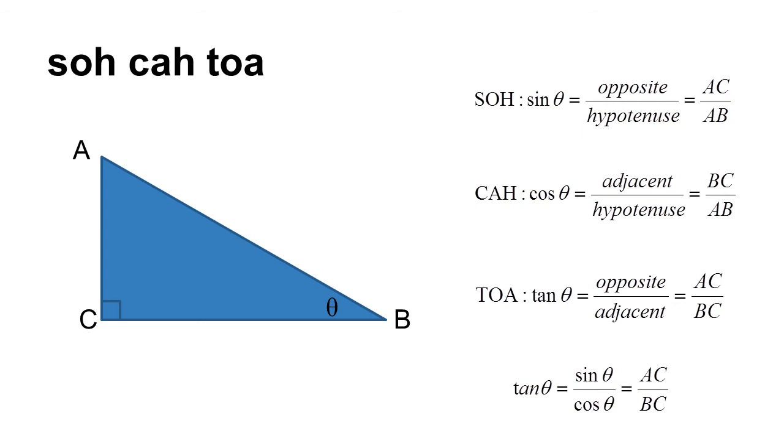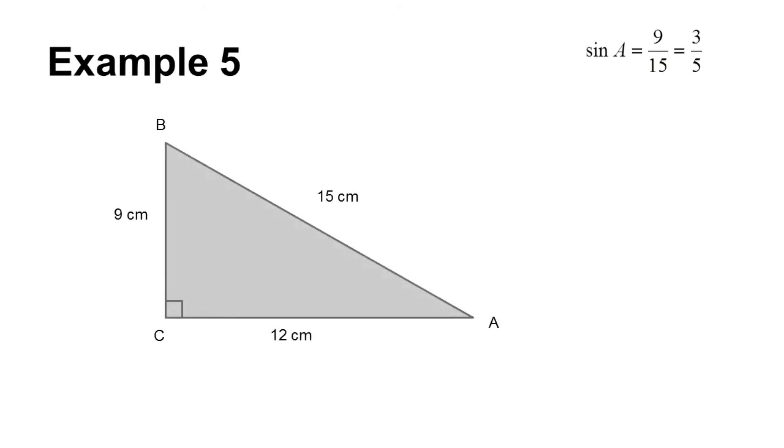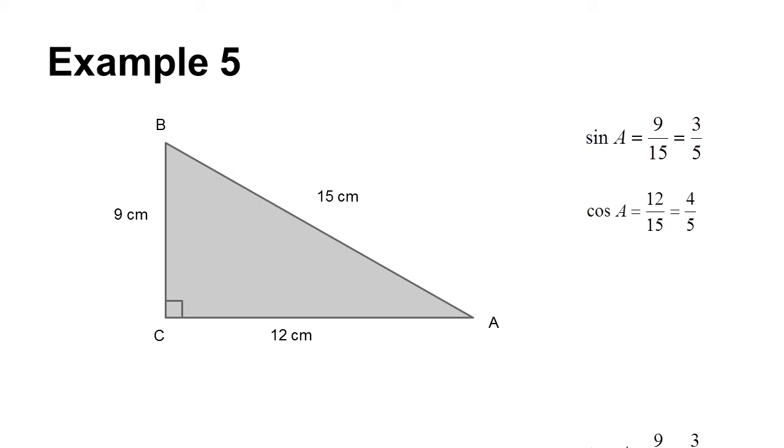Now with those three ratios, using what we know about manipulating ratios, tangent of theta can actually be defined as the sine over the cosine, and the ratio once again is AC over BC. We can use this knowledge so that if we're given all the sides in a triangle, we could work out the size of the angles.